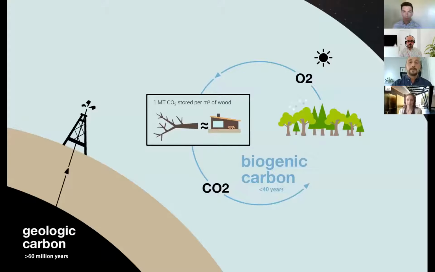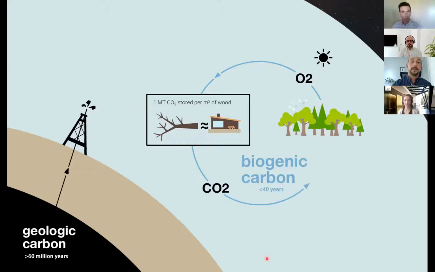So the other piece around mass timber that makes it potentially very sustainable is the concept of biogenic carbon. When the forest stand grows, and photosynthesis occurs, the wood itself captures CO2 that's in the atmosphere and uptakes it as part of the wooden structure. And so wood is typically around 50% by weight CO2, and 1 metric ton of CO2 is stored per cubic meter of wood.